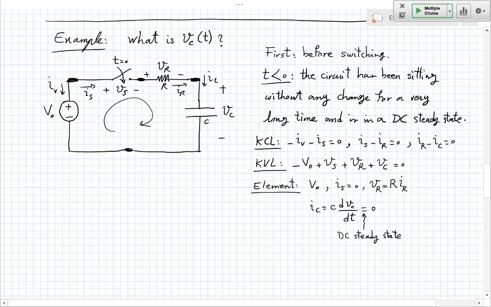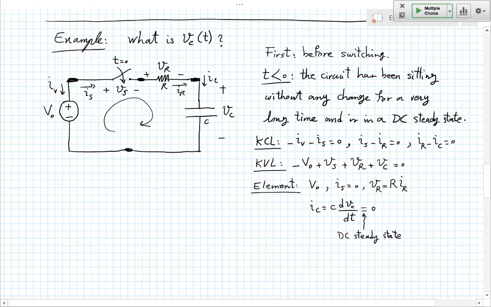Now, from these, we would like to find out what the value of Vc was. Try it on your own. See what the value of Vc is by solving the system of equations. Does anyone have an answer? So that's one suggestion we have here, Vc equals V naught. Anything else? Anyone agrees with that? Vc equals V naught? Any other answer?